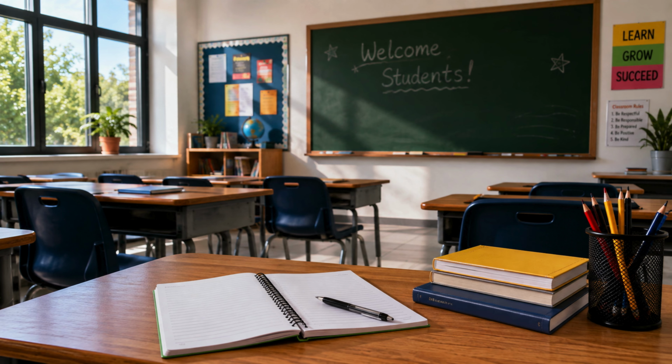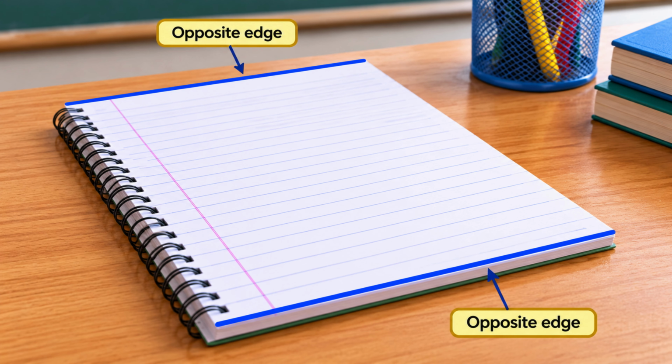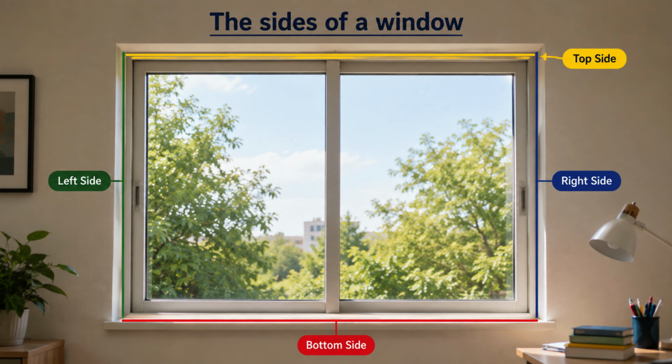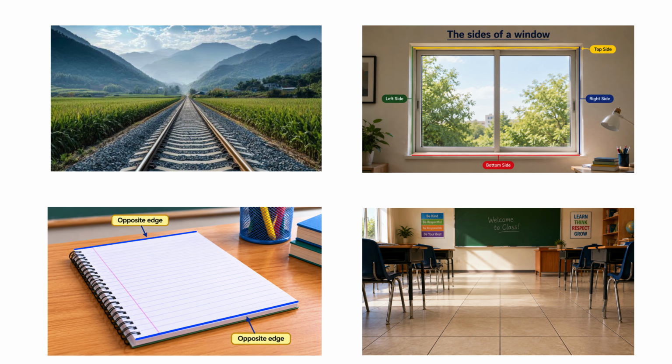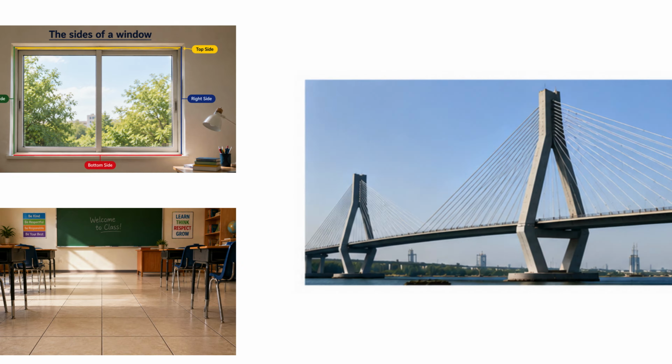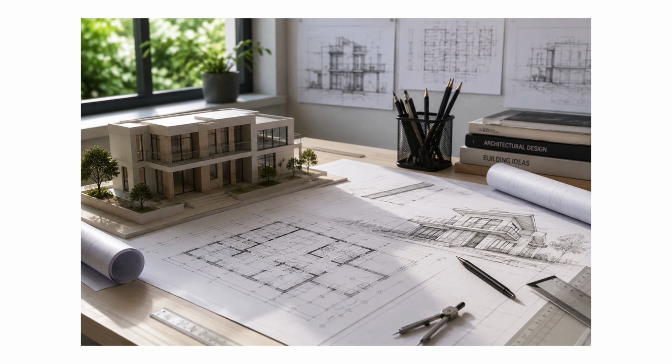Now, look around your classroom. The opposite edges of your notebook, the sides of a window, the floor tiles beneath your feet, all follow the same hidden order. These are not random arrangements. They are examples of geometry at work. Long before engineers design a bridge or architects draw a building, they rely on the precise relationships between lines.